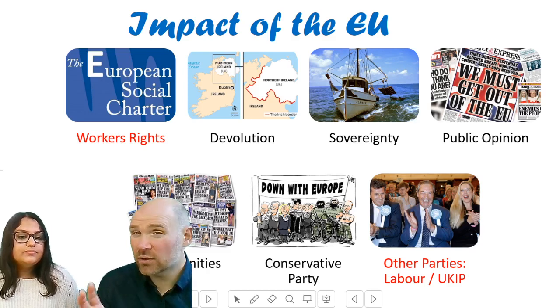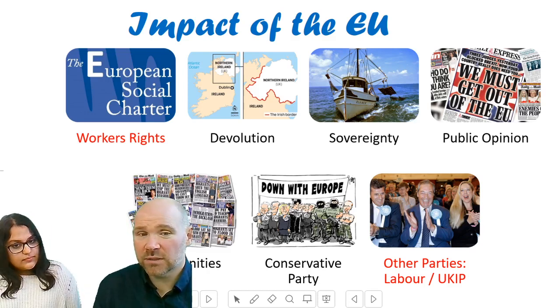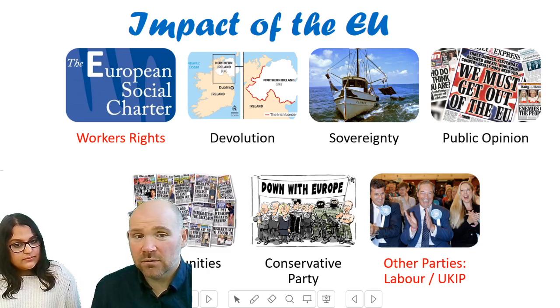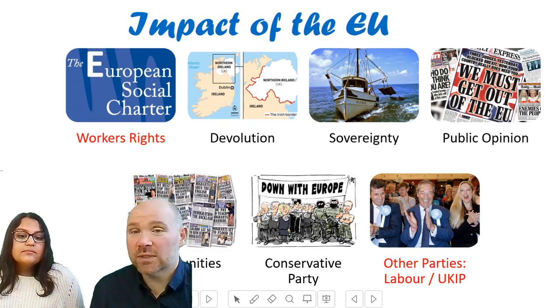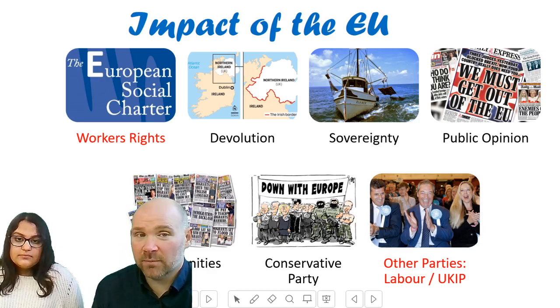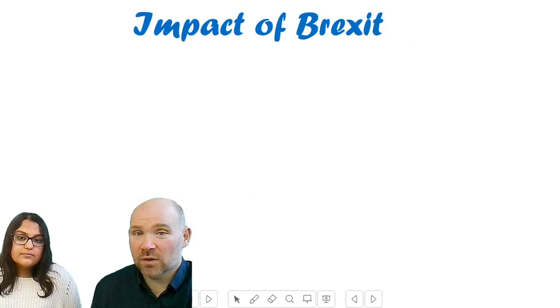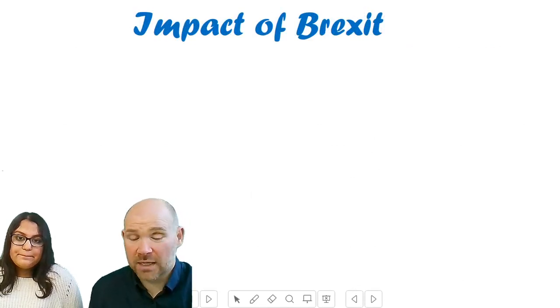You've got things like the ERG, so you've got factions in various parties as well. It's had a big impact. So looking at this slide as a whole, the EU has had a huge impact on UK life, which is again one of the reasons why people have such strong opinions of it, which is why Brexit has happened.